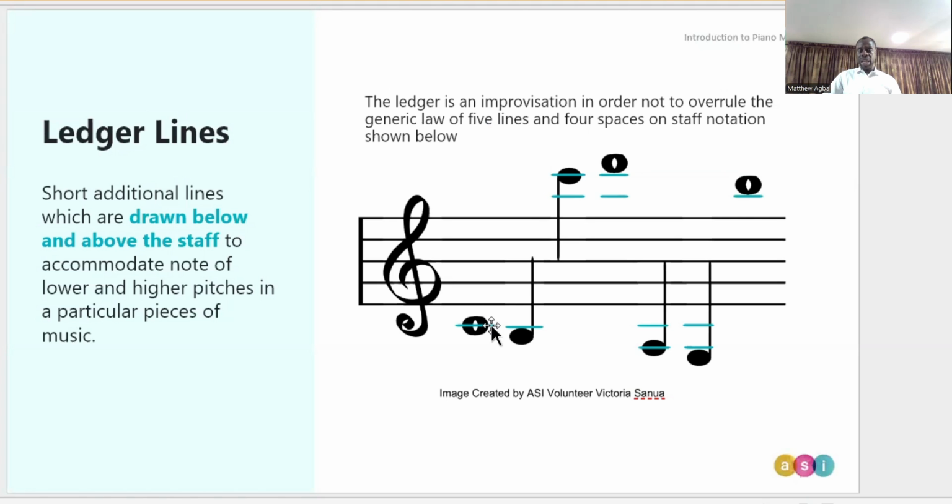So if we have C here on the ledger line, come down, we should be able to have a B here. So we have B space before the ledger line C, and C ledger line before the space D. Same here, we have F as the last line of the treble staff. We have space G, A line, space B, and upper ledger line C.